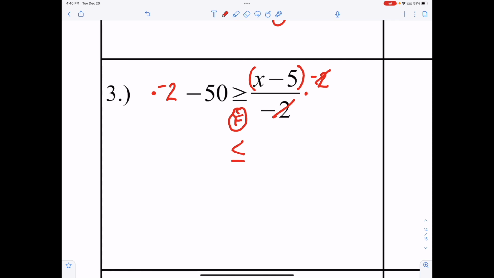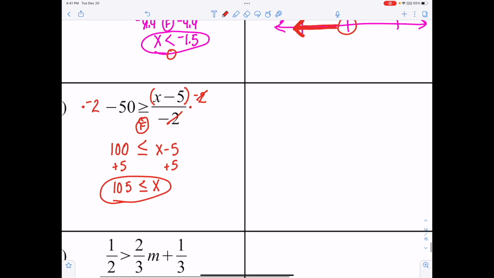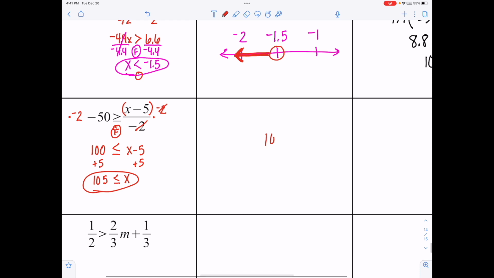These create one whole, so that cancels out, and we're left with negative 2 times negative 50 is 100. And so we have 100, negative times a negative. x minus 5 on that side. We need to add 5 to both sides, okay, which doesn't affect our inequality sign. And we have 105 is less than or equal to x. Okay, so here's our inequality that we're graphing. Let's go ahead and write our target number of 105.